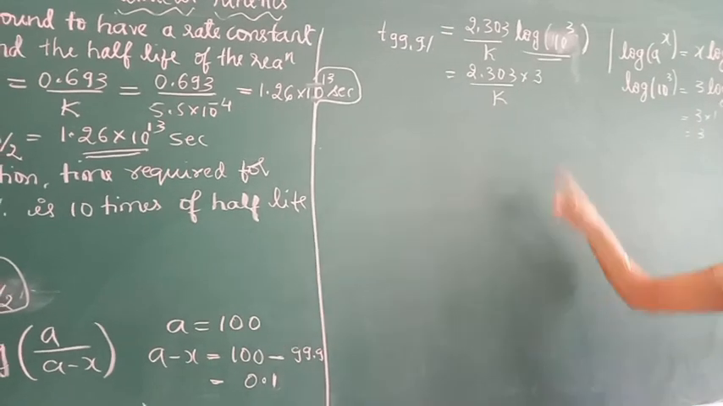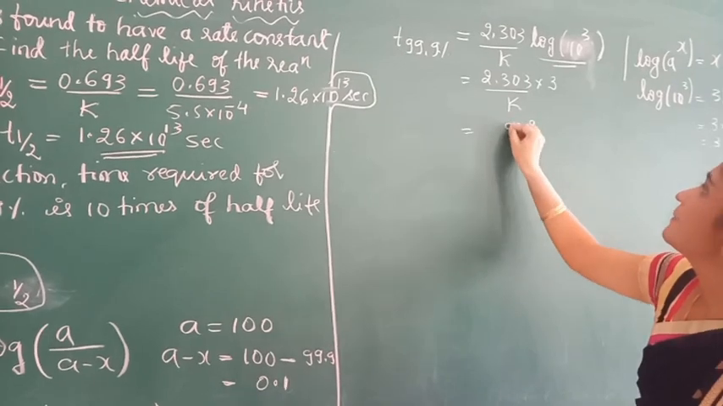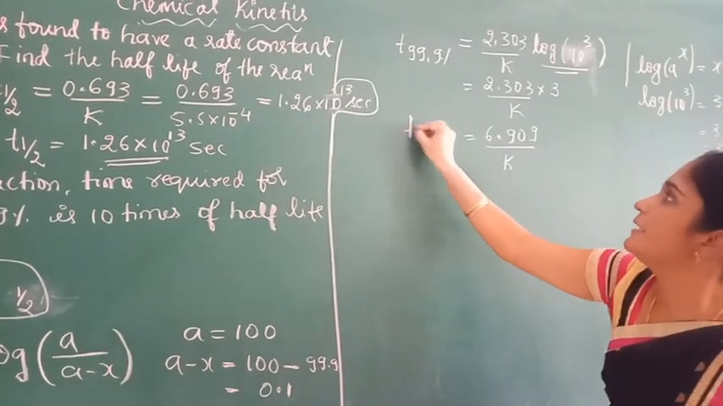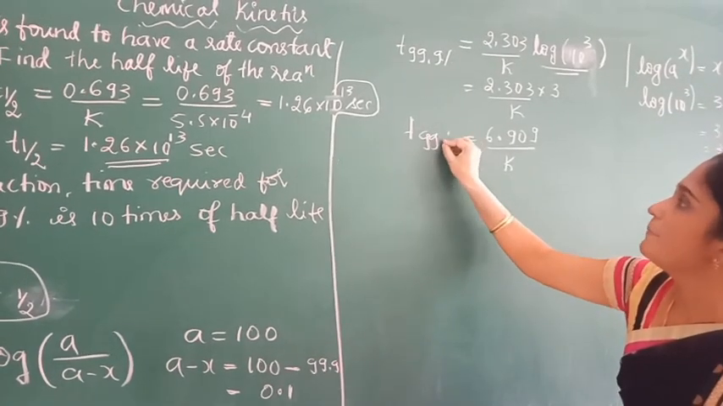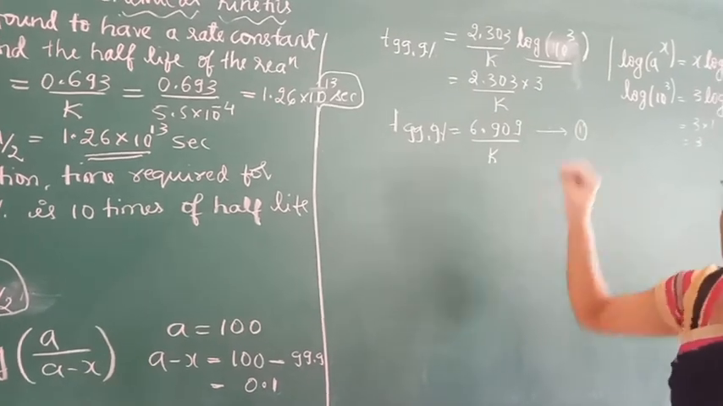Therefore log 10 power 3 can be written as 3. Therefore 3 into 2.303 means 3 nines are 27... 3 twos are 6, so we get 6.909/K. This is the time required to complete 99.9% of the reaction. Call this equation number 1.